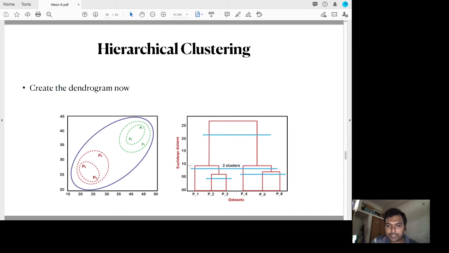Similarly, if you break the dendrogram at this particular level, how many clusters do you get? 4 clusters, where P1 is in one cluster, P2, P3 are in another cluster, P4 is in another cluster, and P5, P6 are in another cluster. So you see that the dendrogram has cleverly recorded all the iterations of this.